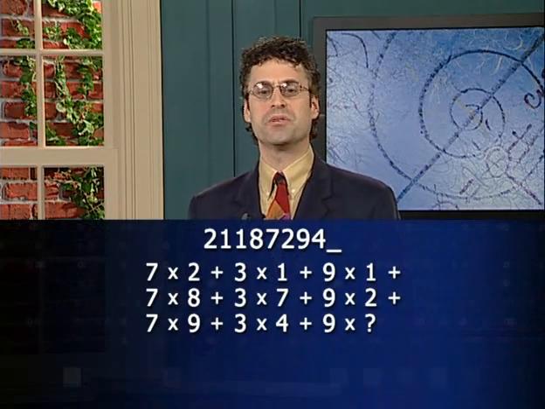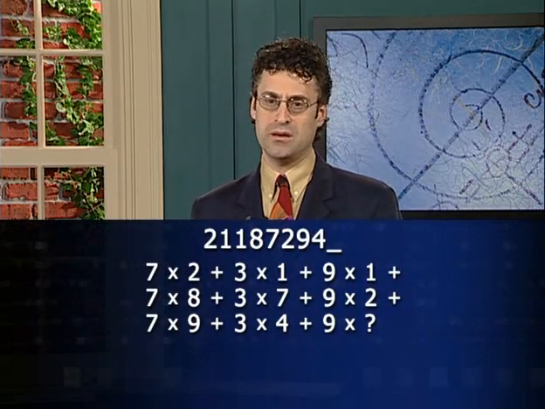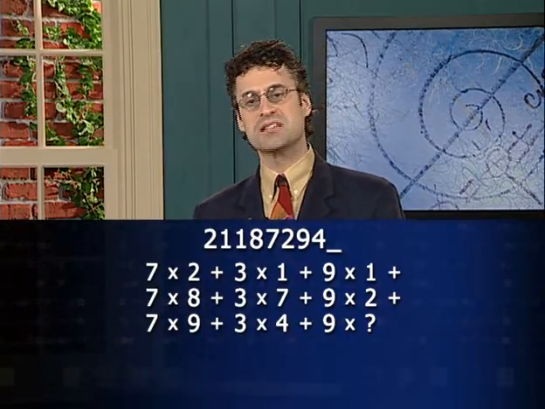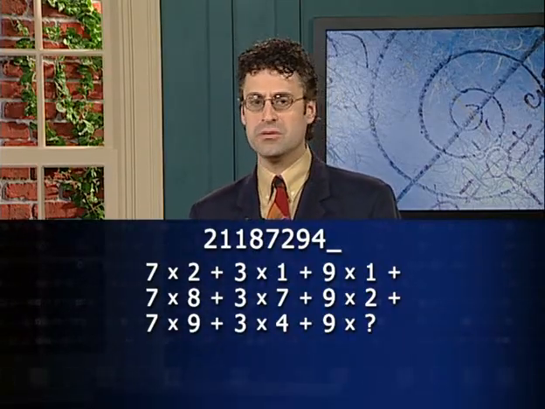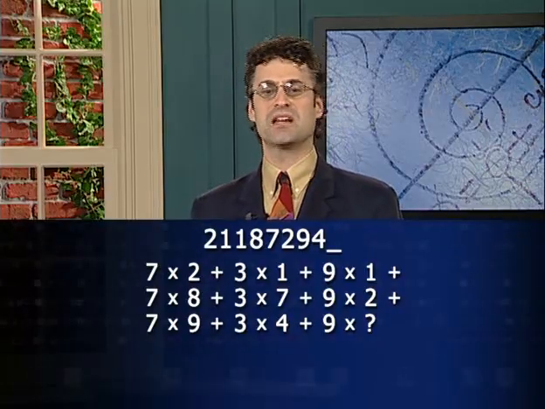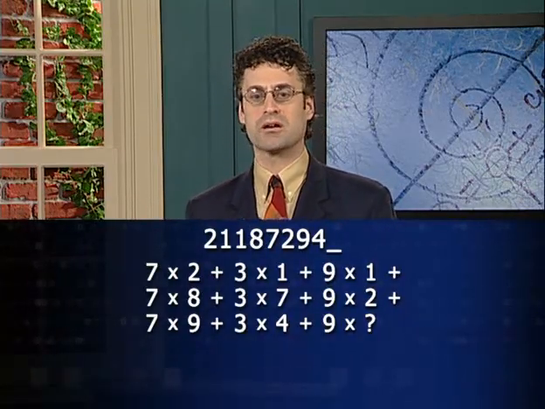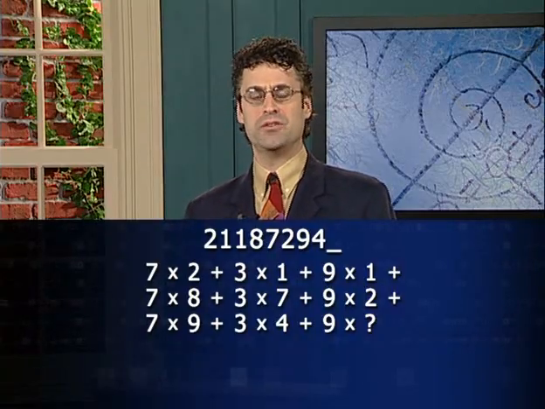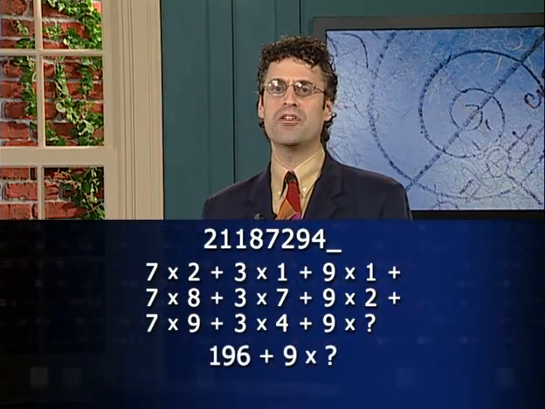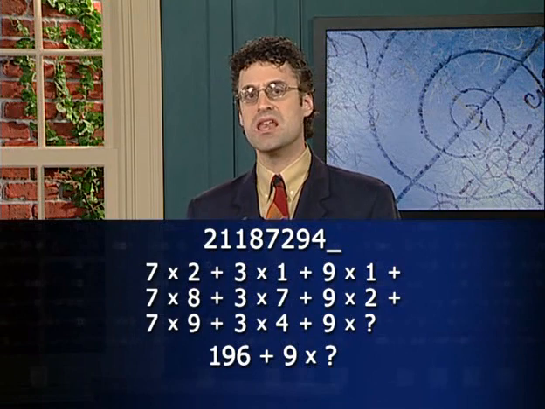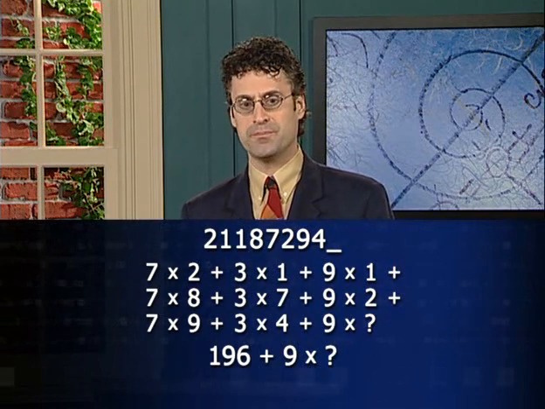Well, we can compute the auxiliary number for this bank number as best as we can. 7 times 2 plus 3 times 1 plus 9 times 1 plus 7 times 8 plus 3 times 7 plus 9 times 2 plus 7 times 9 plus 3 times 4 plus 9 times unknown, so 9 times question mark, which simplifies down, if you do all the addition that you can, to 196 plus 9 times the unknown digit.